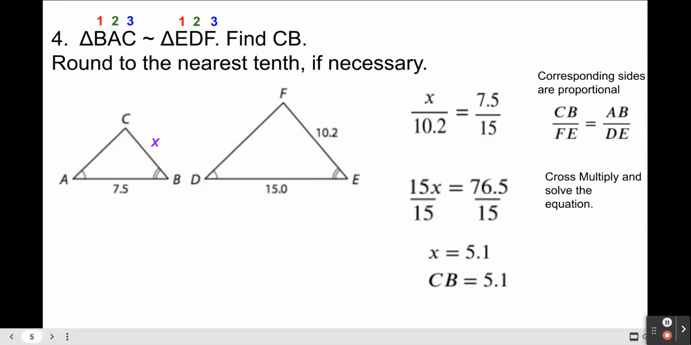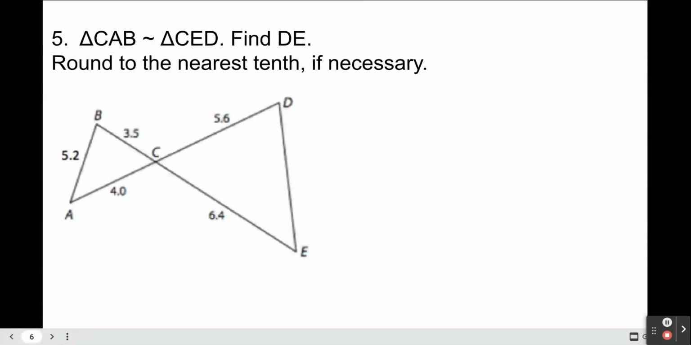Let's look at example number 5. We have that triangle CAB is similar to triangle CED. We're asked to find DE. So let's go ahead and put in our variable x. Notice in our similarity statements, DE, so D is the third one, E is the second one. So DE is going to correspond to BA. Looking at our picture, BA is 5.2. So that's going to be our first ratio of our proportion. X corresponds to the 5.2.